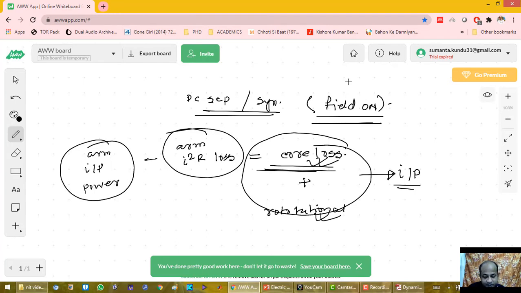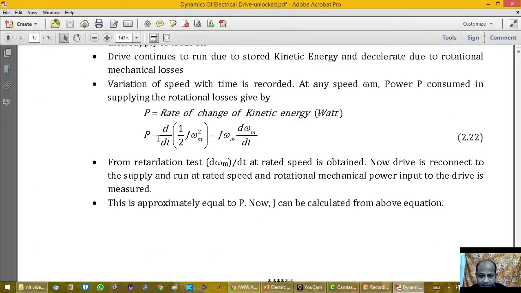So in the retardation test for a DC separately excited motor or synchronous motor, we keep the field on, and for a wound rotor induction motor, we keep the stator supply on as well as the rotor winding connection open. Again we will get the exact value of rotational mechanical losses. If we determine the mechanical rotational losses, then easily we can determine the moment of inertia.